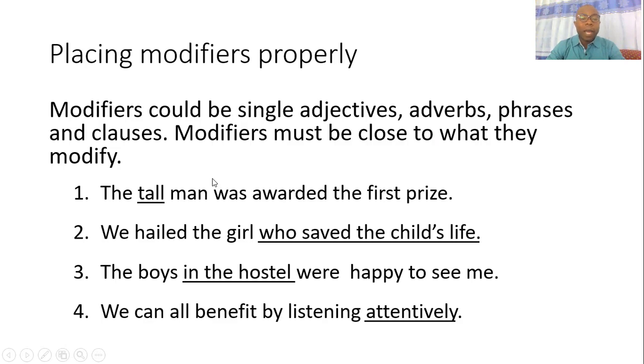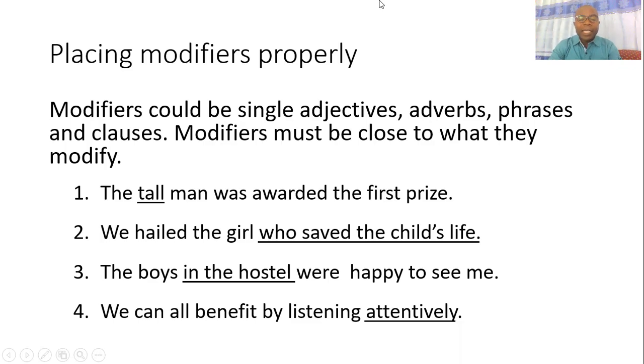Example one says, the tall man was awarded the first prize. Now we can see that the modifier, tall, is close to man. It makes sense. We held a girl who saved the child's life. Who saved the child's life is a whole clause, but it modifies the girl, and therefore it's close to the girl. It makes sense. Example three, the boys in the hostel were happy to see me. In the hostel is a phrase, a prepositional phrase to be precise, that modifies boys, so it is close to boys.